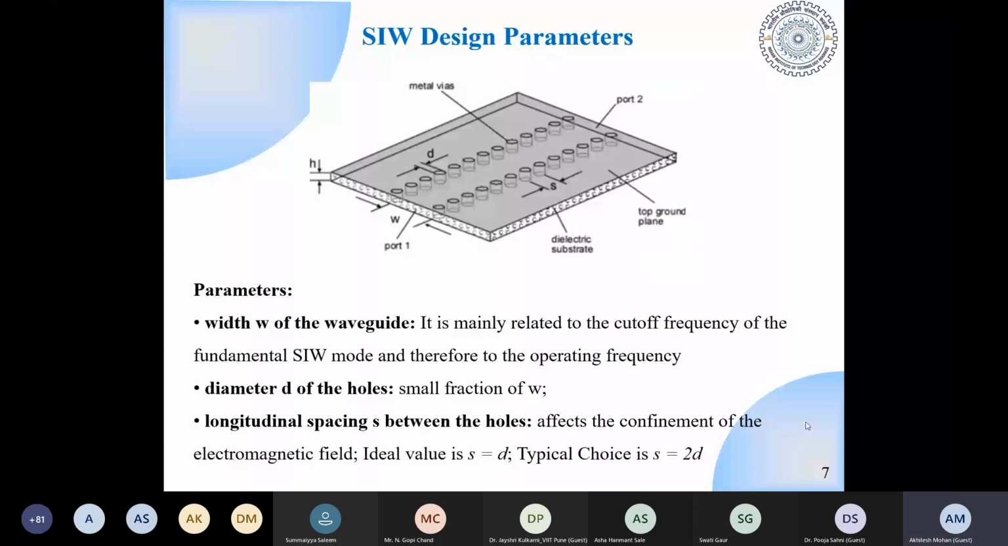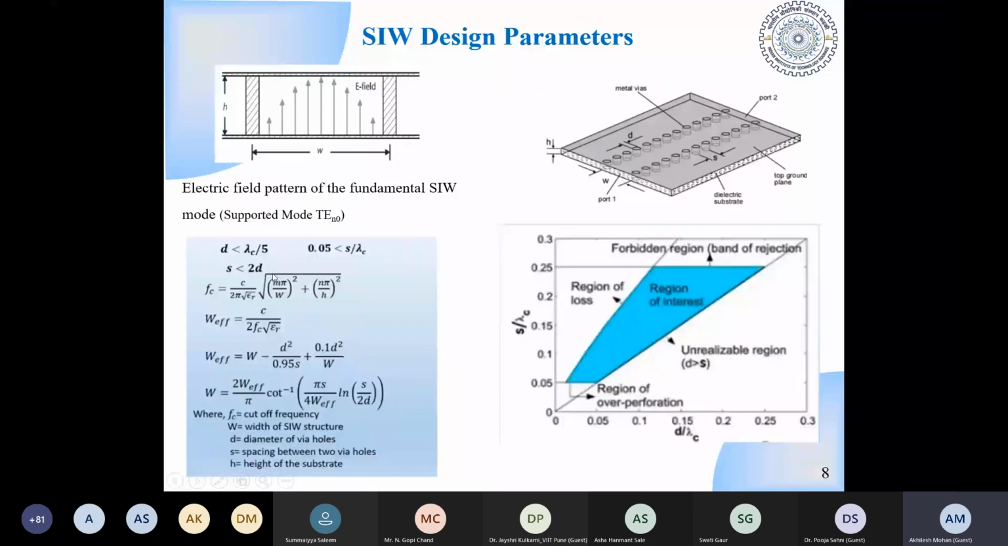Okay, now here are some of the design parameters. Since it is a waveguide, it will have a cutoff frequency. It is governed by c by 2 pi under root epsilon r, times m pi by a and n pi by b. The same waveguide formula exists here. It is just a rectangular waveguide, but because of the introduction of this series of metallic vias, its effective width is changed.